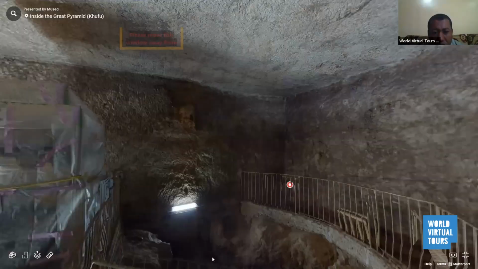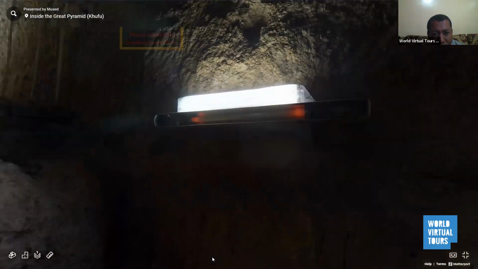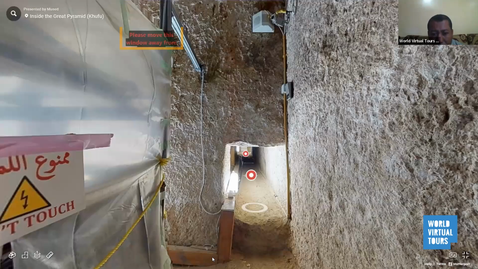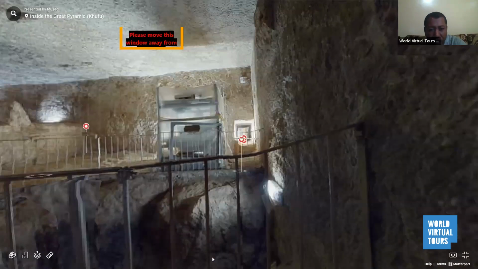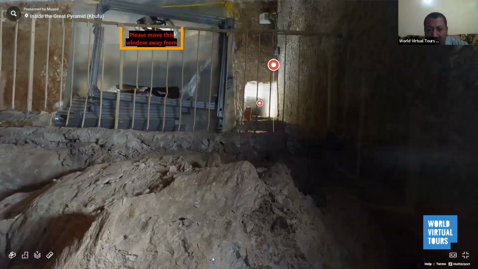So here you can see this tunnel is interesting. There is another tunnel coming from the direction of the Great Sphinx, and it comes through this way. So it's just down here below this one. So the other tunnel is coming through the direction of the Great Sphinx. I will show you the Great Sphinx later.